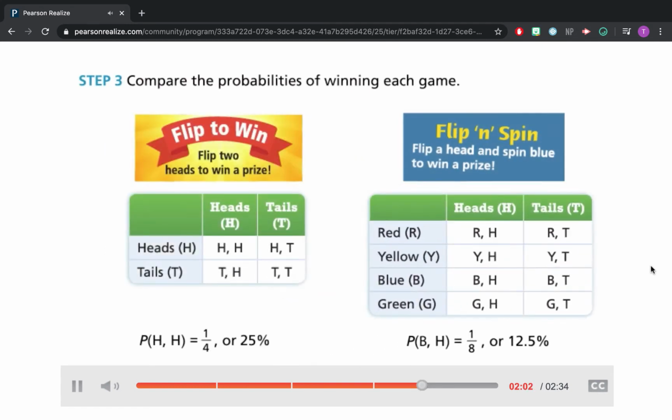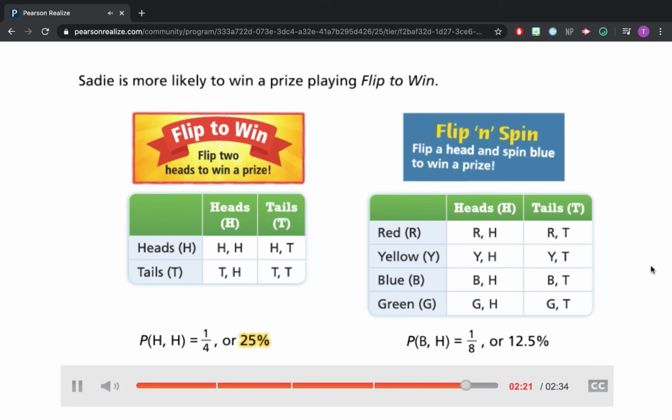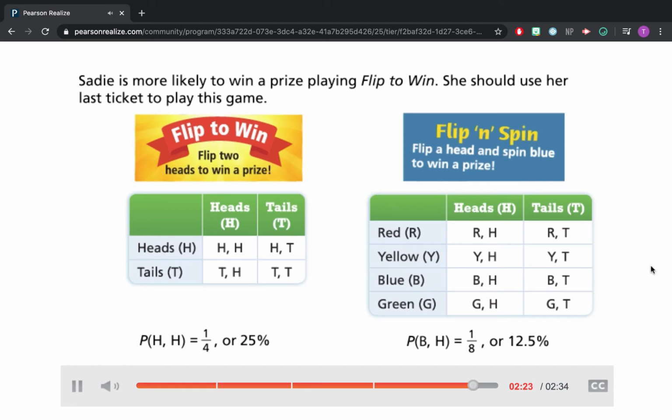Now we're ready to compare the probabilities of winning each game. The probability of winning a prize at flip to win is 25%, while the probability of winning a prize at flip and spin is 12.5%. Sadie is more likely to win a prize playing flip to win, so she should use her last ticket to play this game. Now you know how a probability model, like a table, can help you find the probability of a compound event.